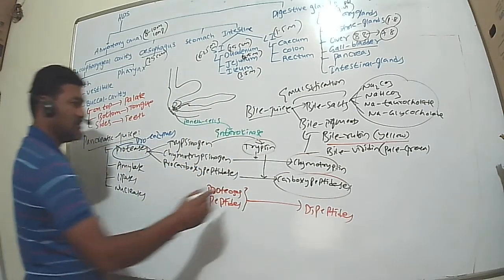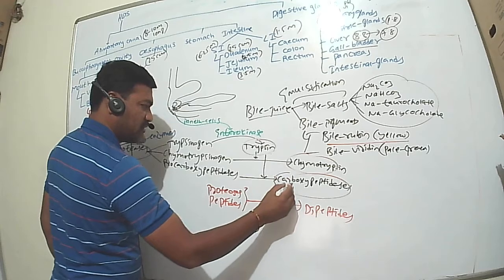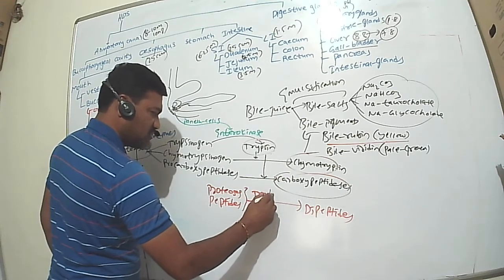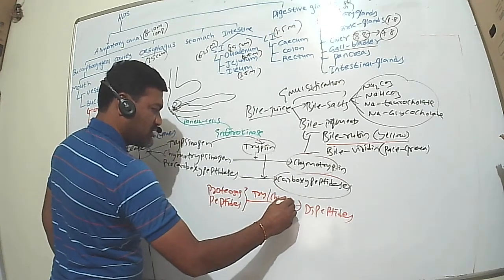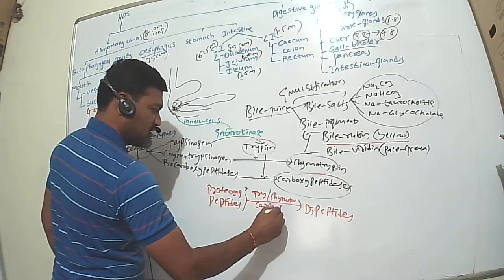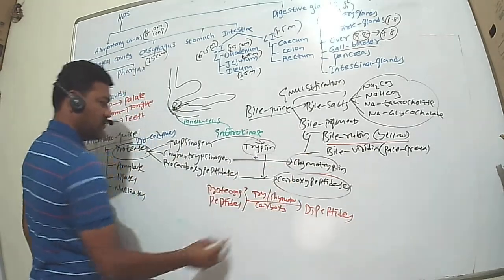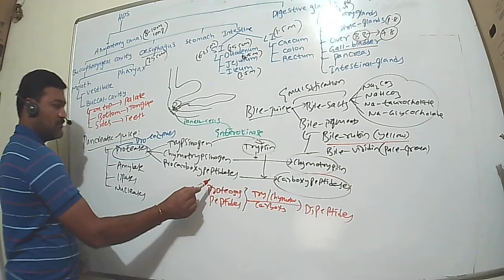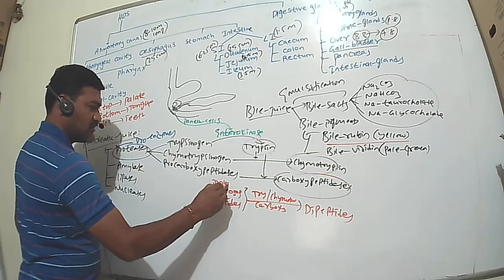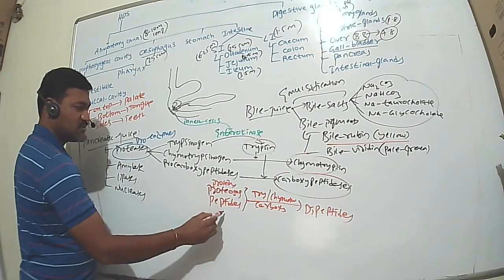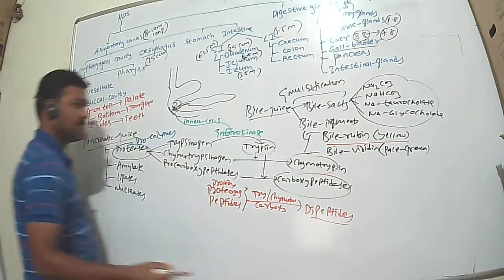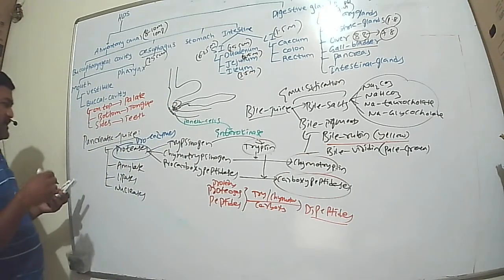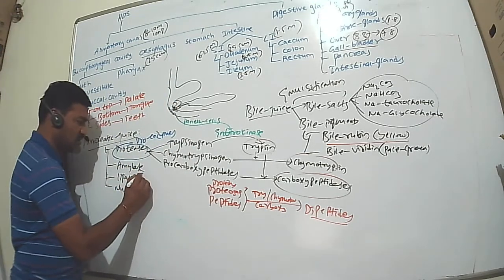Okay, which one? Trypsin, chymotrypsin, and carboxypeptidase. These three will break the proteins, proteoses, and peptides into dipeptides. They break them into dipeptides. And what will amylase do?